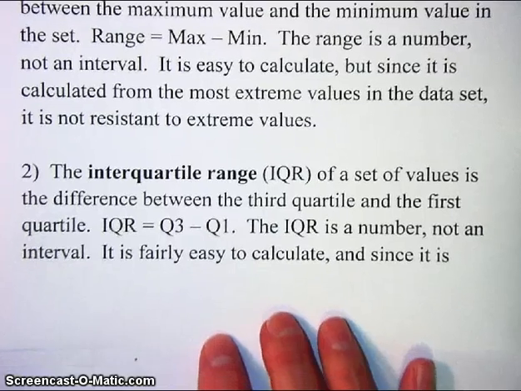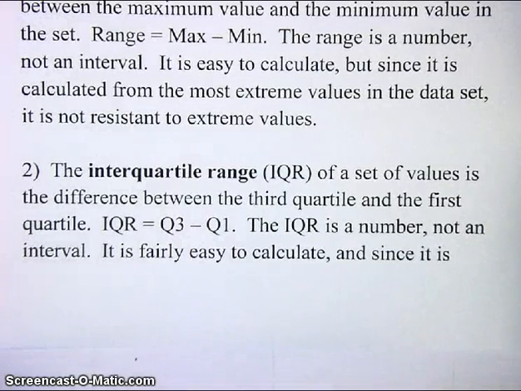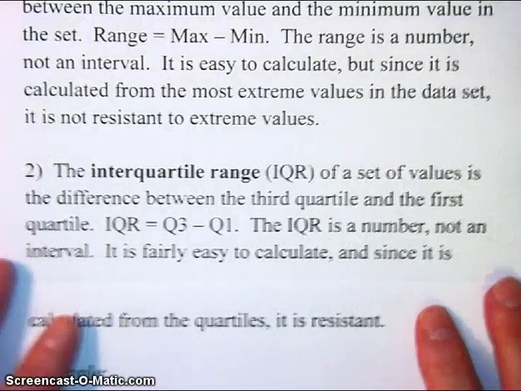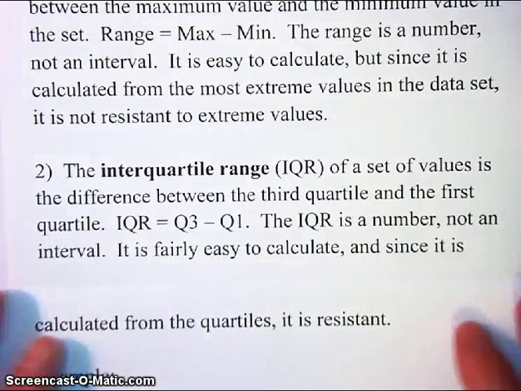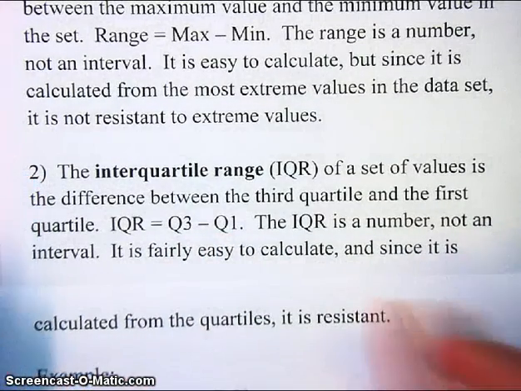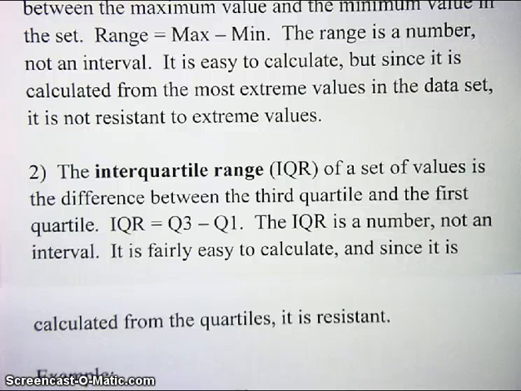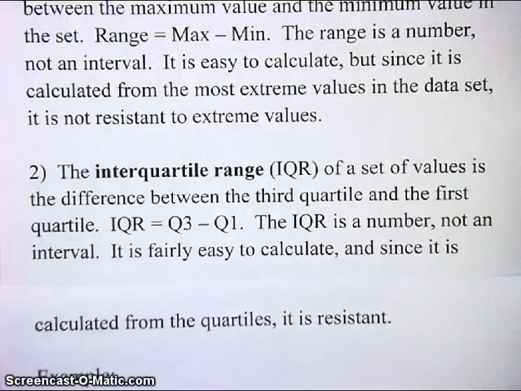The IQR, interquartile range of a set of values, is the difference between the third quartile and the first quartile. So again, that's a difference. You take that number and you subtract. Okay, the result is a number. It's not an interval. Now it's fairly easy to calculate, and it's calculated from the quartile, so it is resistant. So the IQR, the interquartile range, has this great feature of resistance that the range lacks.